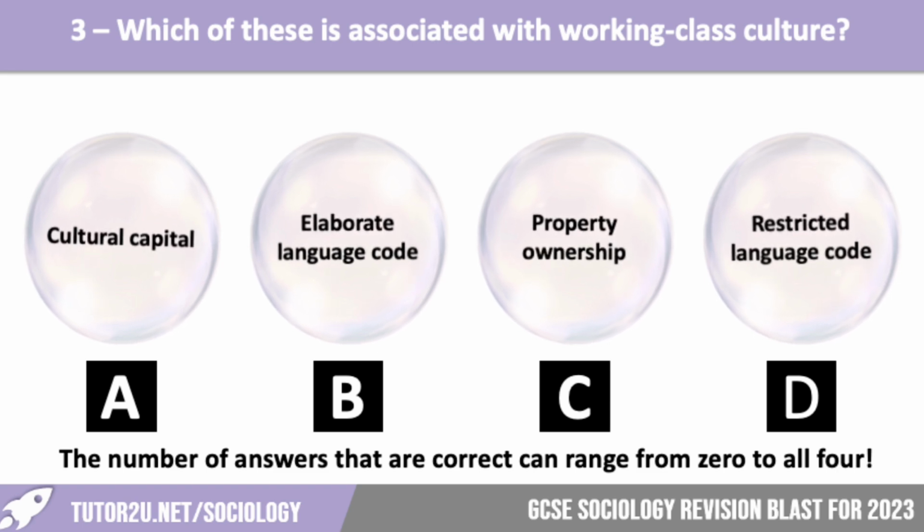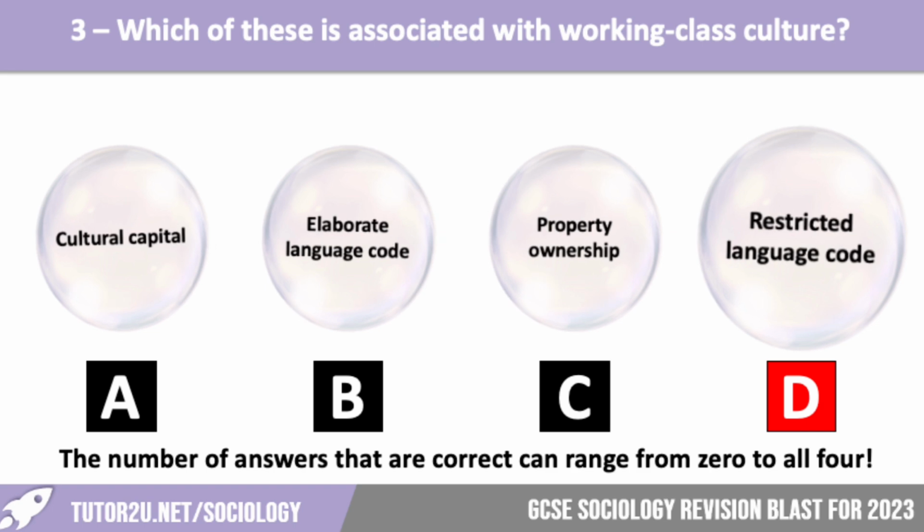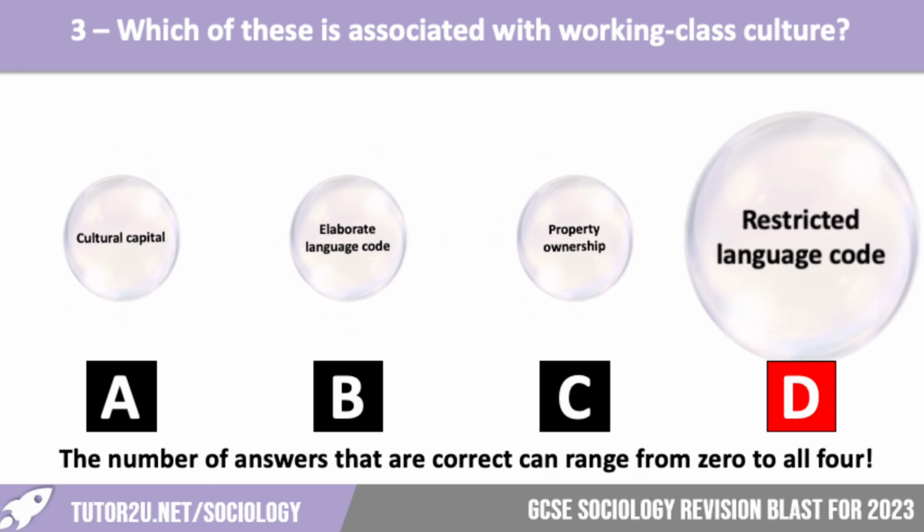Cultural capital, elaborate language code, property ownership, and restricted language code. So which of these is associated with working class culture? So just leave them up for a moment. So note down which ones you think are correct. Let's reveal. It is restricted language code.